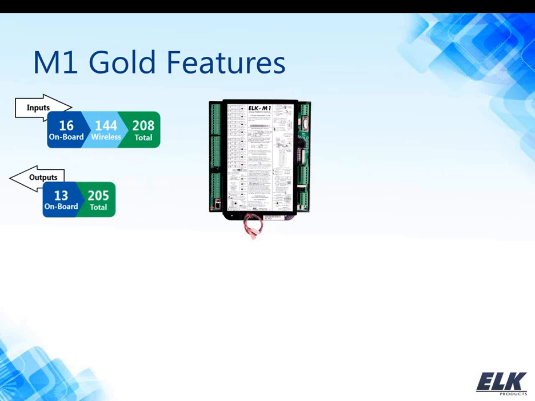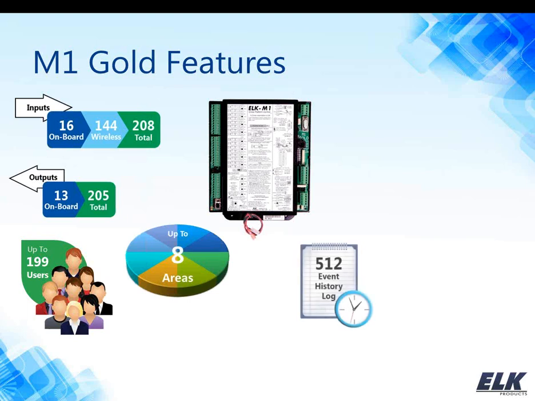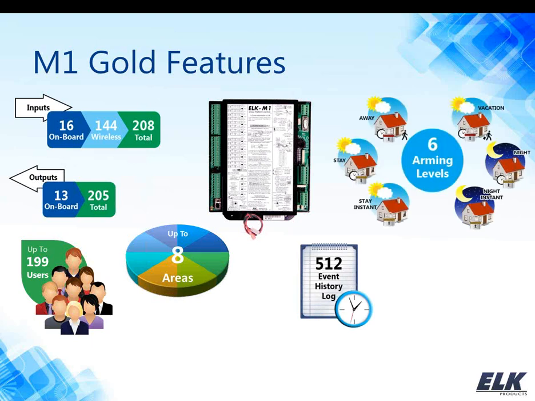Outputs, you've got 13 onboard outputs, expandable up to 205. The M1 can use up to 199 different users, and those can be PIN numbers, which is the number you're going to type into a keypad to be able to arm or disarm the unit. And we can also use cards, prox cards, and key fobs. We can handle up to 8 different areas, or 8 partitions, or 8 accounts, depending on your terminology. It's got a 512 event history log. And it does offer 6 different arming levels.